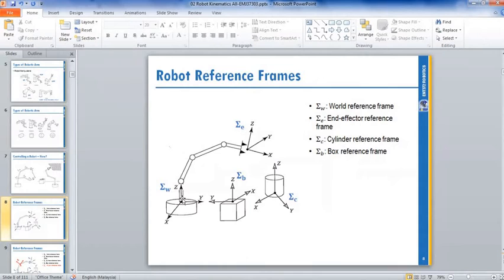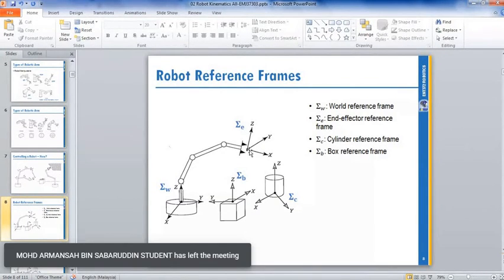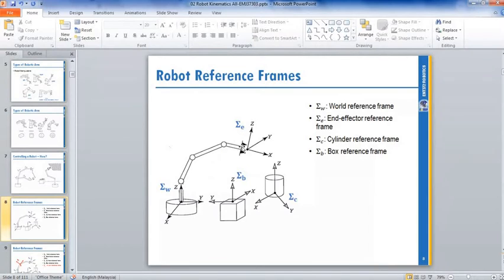This is just to remind you. Where is the world reference frame? The world reference frame is the 0, 0, 0 coordinate, normally at the base of your robot. All other frames will refer to your world reference frame. So from here is the 0, 0, 0 coordinate, X, Y, Z. Here you will get the coordinate where your robotic arm is located, and also your orientation.